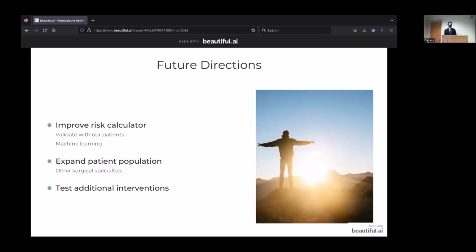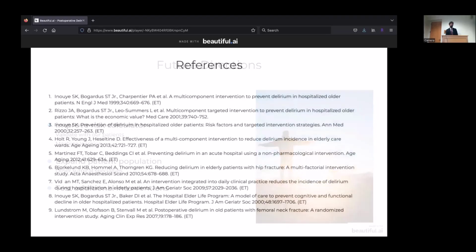We'd like to expand our patient population to other surgical subspecialties beyond orthopedics and trauma surgery. And finally, we'll obviously like to test additional interventions for the prevention of perioperative delirium. And with that, I'd like to thank everyone for your time and open up for questions.